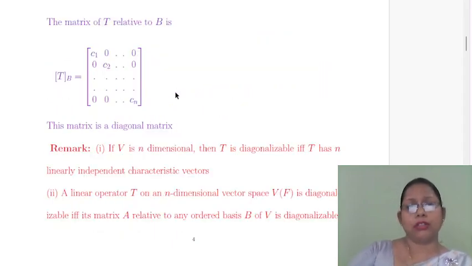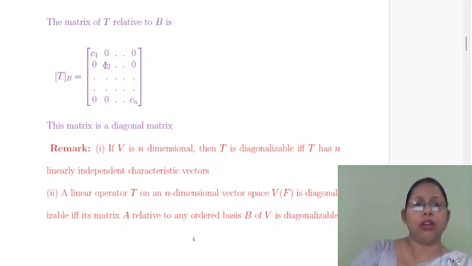The matrix of T relative to B is equal to c1, 0, 0, 0, 0, c2, 0, and so on, to 0, 0, c n, that is, this is an n by n diagonal matrix.